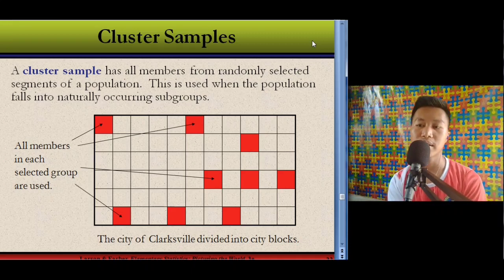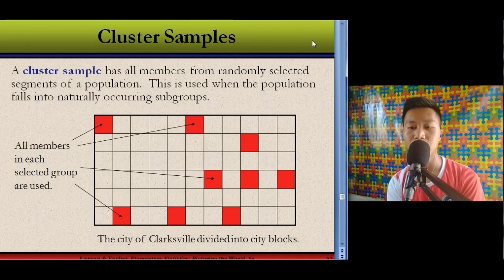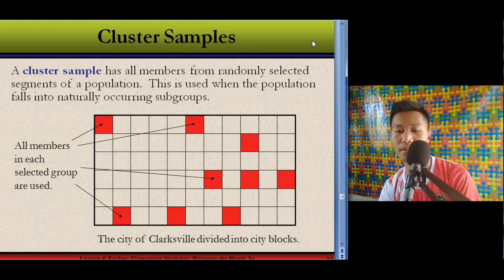So, as in the stratified earlier, in stratified you group them according to their classification. Earlier, it was according to the department, or according to year level: freshman, sophomore, junior, senior. Now in cluster sampling, this is merely random sampling. You randomly select segments from the population. This is random sampling.